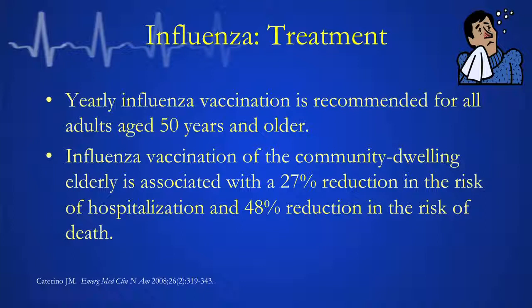Yearly influenza vaccination is recommended for all adults aged 50 years and older. Influenza vaccination of the community-dwelling elderly is associated with a 27% reduction in the risk of hospitalization and a 48% reduction in the risk of death. We sort of missed the mark this year with the flu vaccine, but when it works, it makes us ER people a lot happier because it keeps the patients out. We still want people to get vaccinated, absolutely.